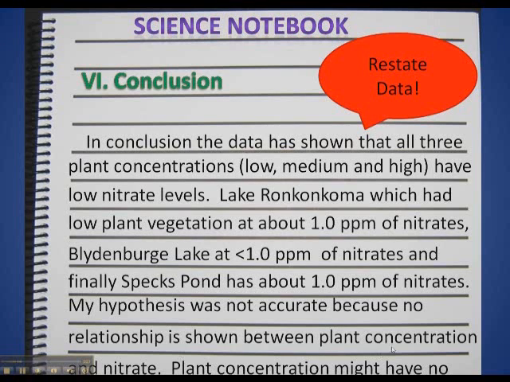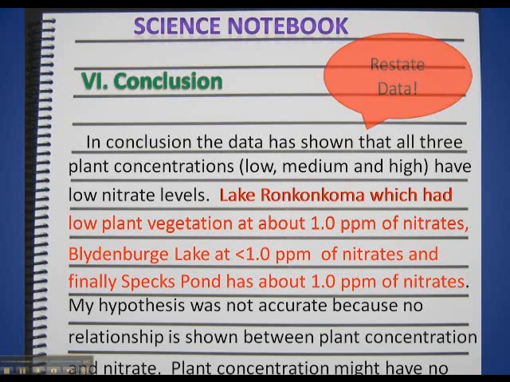So, can we spot our data? Where is our data? Oh, look, there it is. Lake Ronkonkoma, which had low plant vegetation, is about 1.0 parts per million of nitrates, and so forth. So everything in red is my data. Now my reader remembers. If they didn't remember from the graph or from our data table, they're still left with the information. Okay, well, one down, two other important things to talk about.